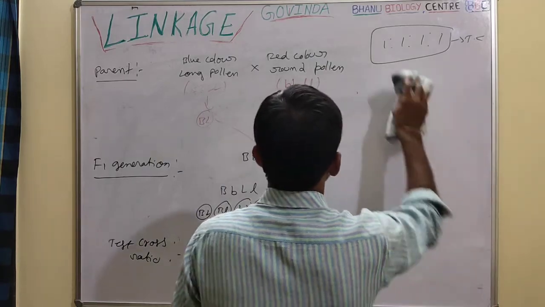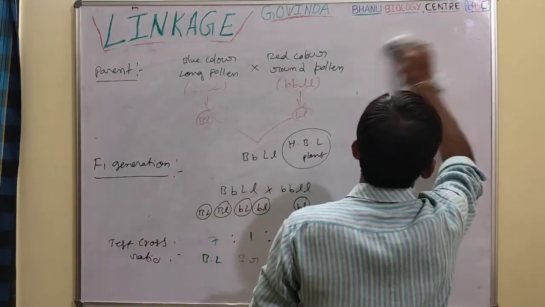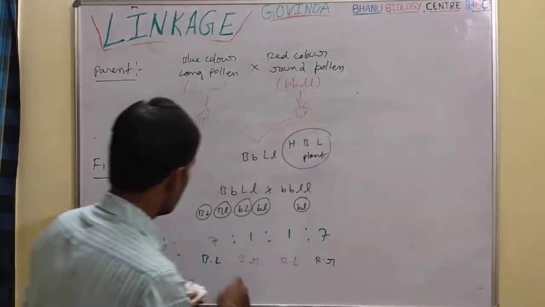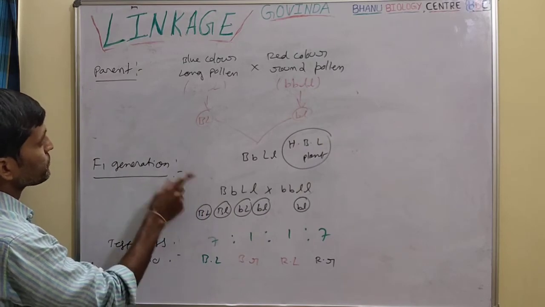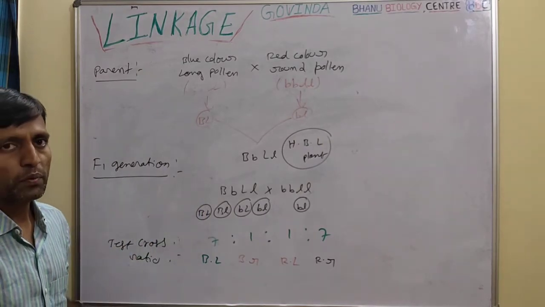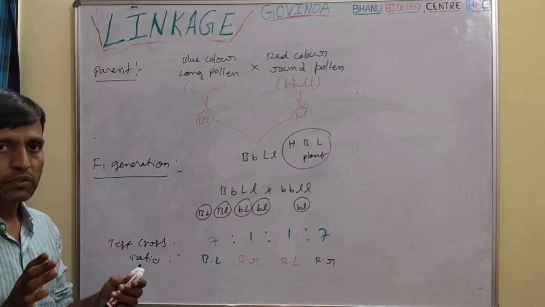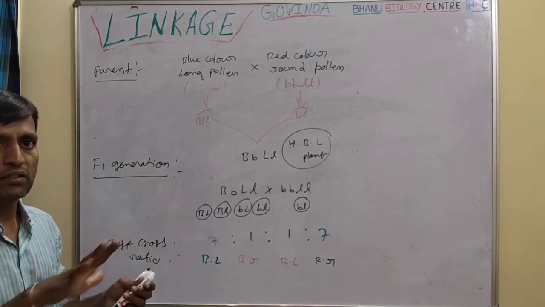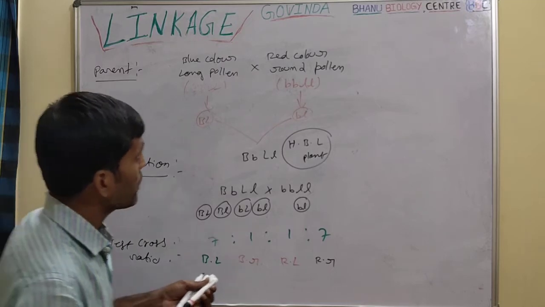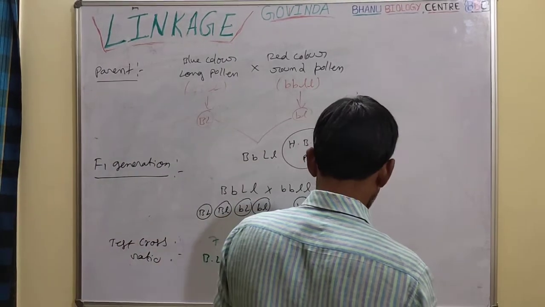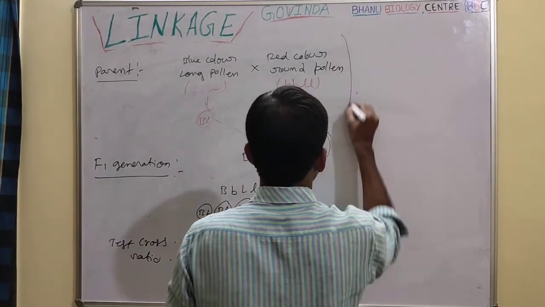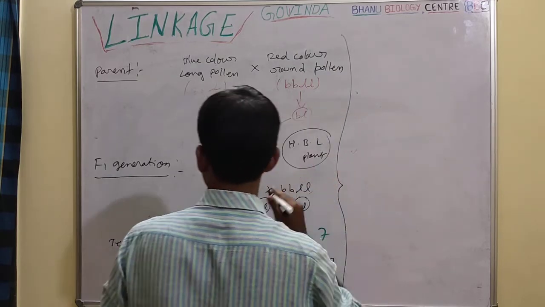Then they did another cross. So this is an example for coupling. Coupling means the dominant alleles or recessive alleles that come from the same parent enter the same gamete. Now let us go for understanding repulsion by one more experiment done by them.